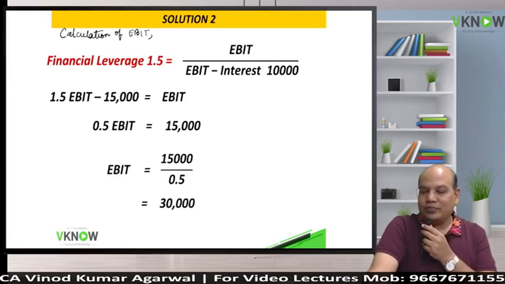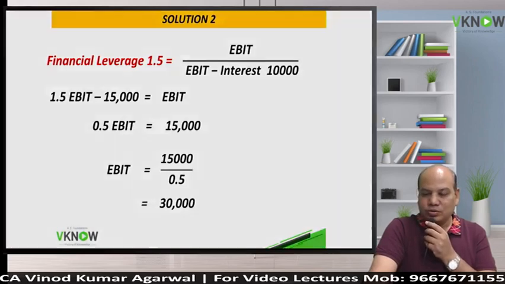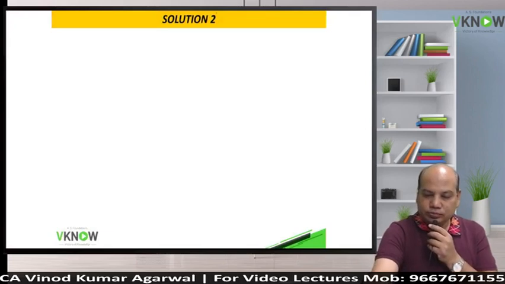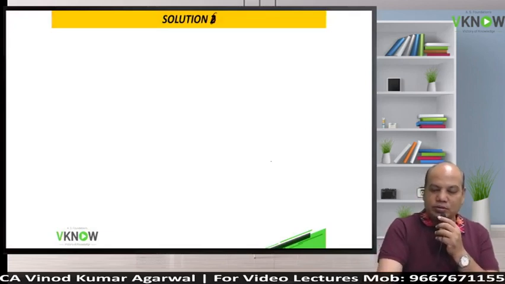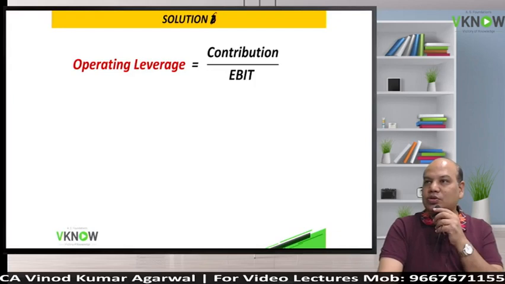Amazing. On the screen, check the answer: 30,000. Don't write directly in the exam if it is a 10-mark question. Otherwise, you might lose marks. My job is to instruct you. Your job is to follow. Once you have got EBIT, now write down the next heading, calculation of contribution.